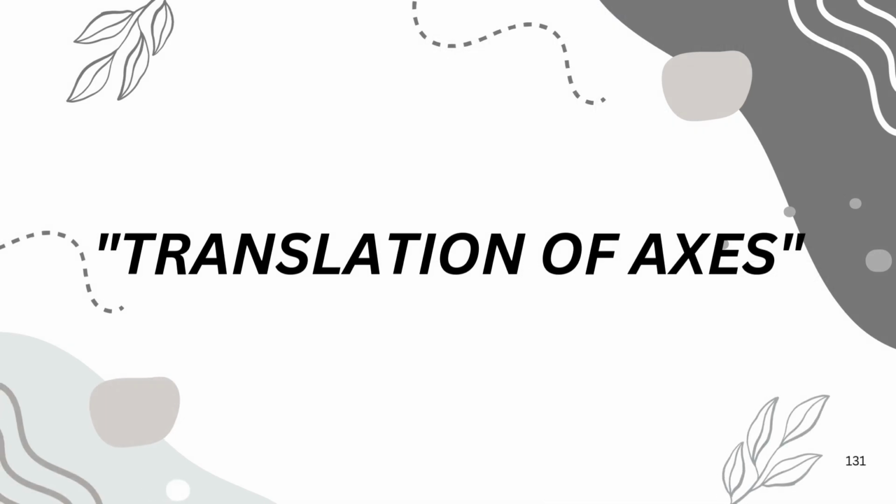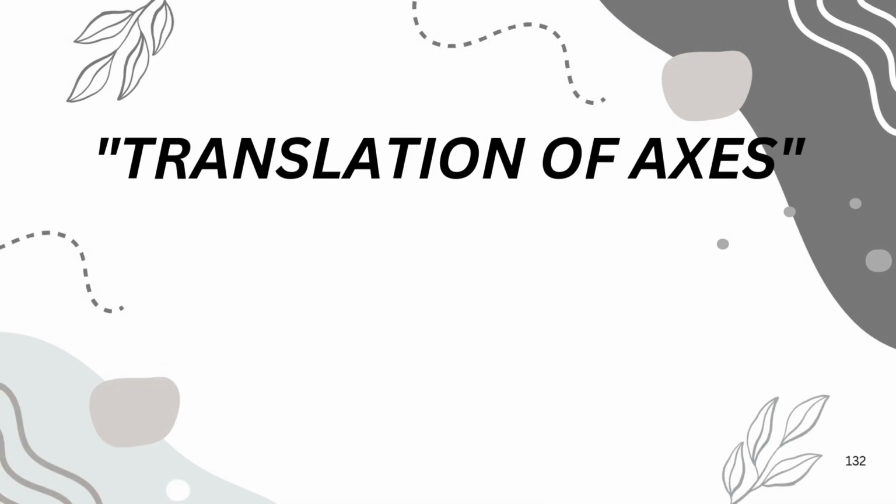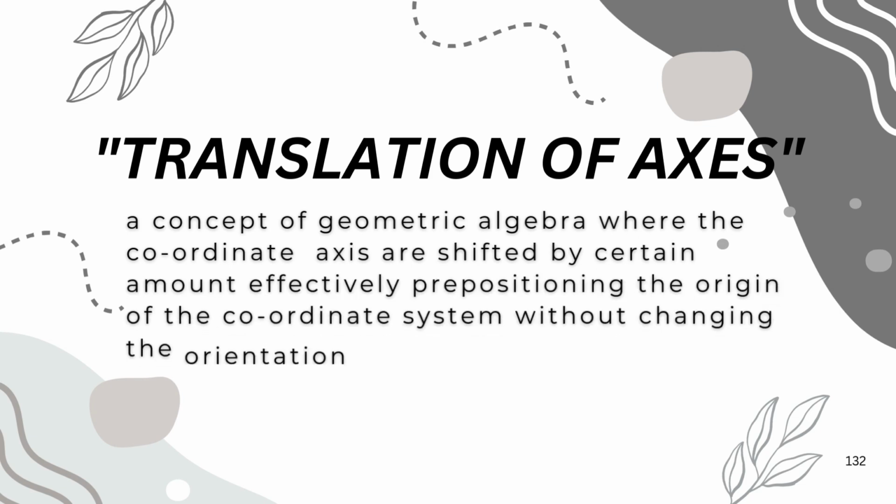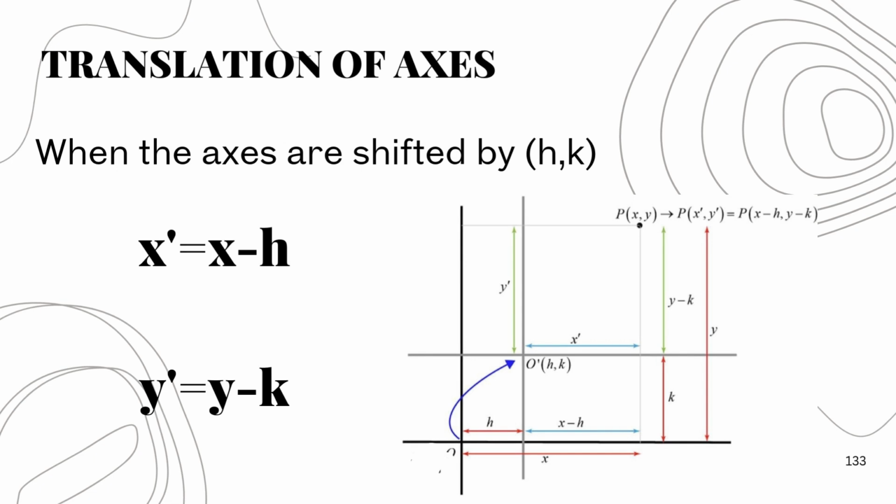The translation of axes is a concept in geometry and algebra where the coordinate axes are shifted by a certain amount, effectively repositioning the origin of the coordinate system without changing the orientation of the axes. This process simplifies equations or transforms a geometric problem into a more convenient form.